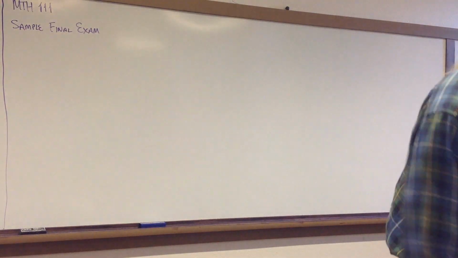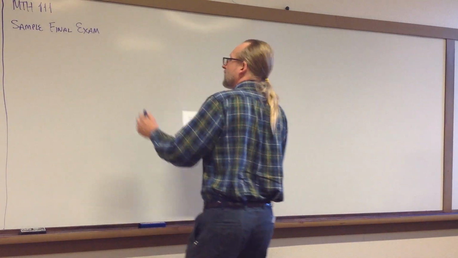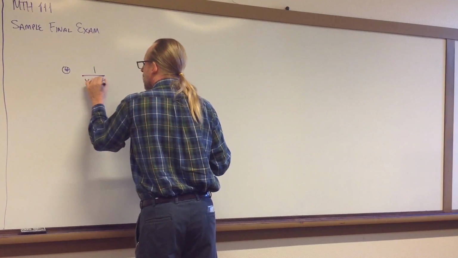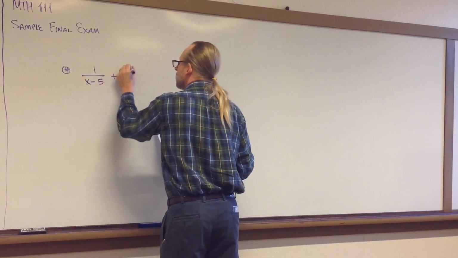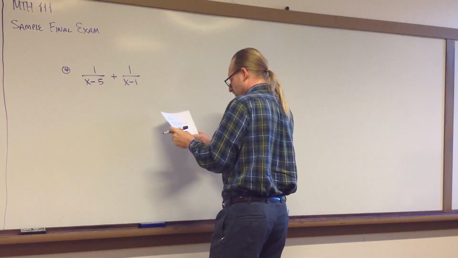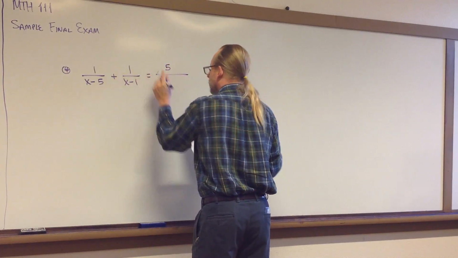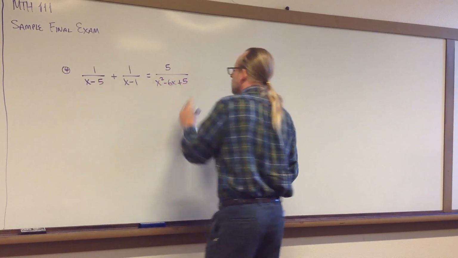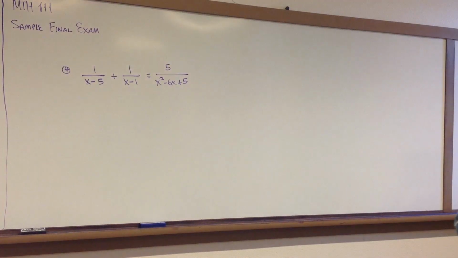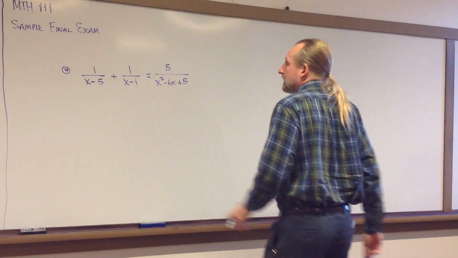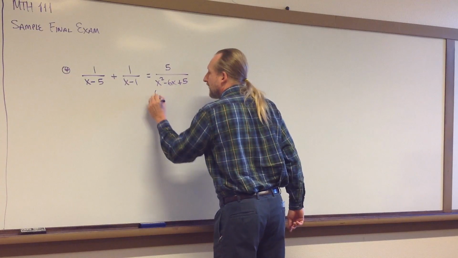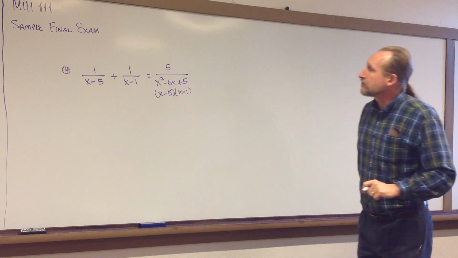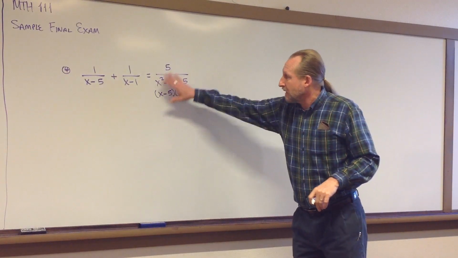Problem 4 is one of these rational equations where we have to make common denominators. 1 over x minus 5 plus 1 over x minus 1 equals 5 over x squared minus 6x plus 5. Okay, so the way this is set up is that these are prime, this is factorable, and it factors into the product of these two binomials.